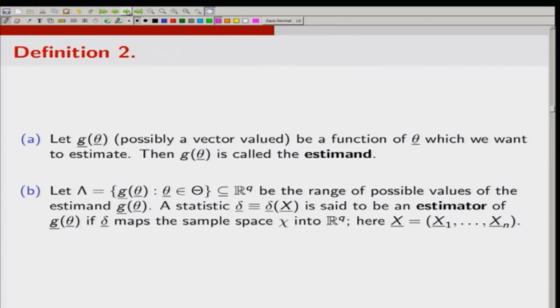So, let us look at this definition. Let g(theta), which may be vector valued, be a function of the unknown parameter theta. And suppose this is what we want to estimate. Then the quantity which we want to estimate, g(theta), is called the estimand.